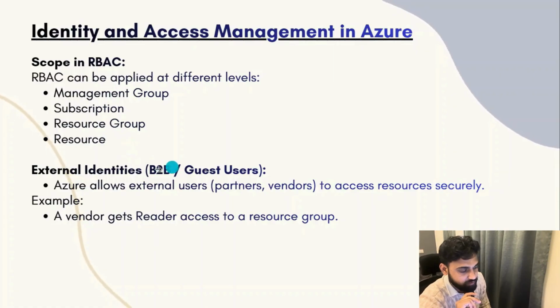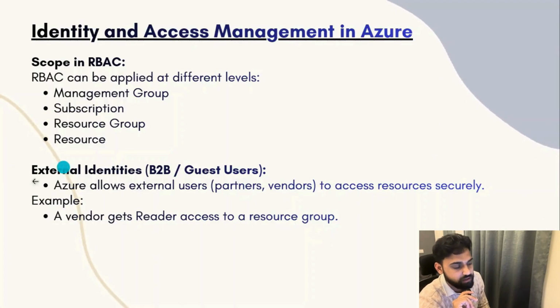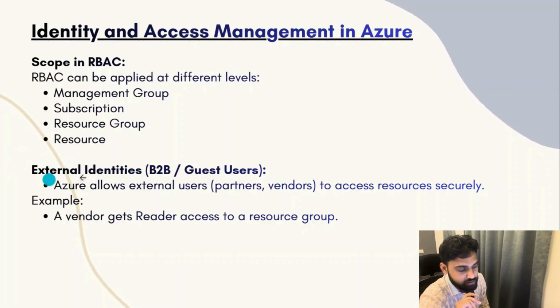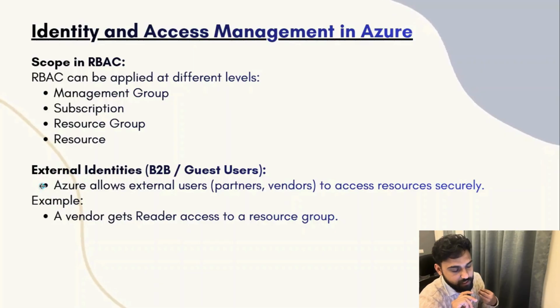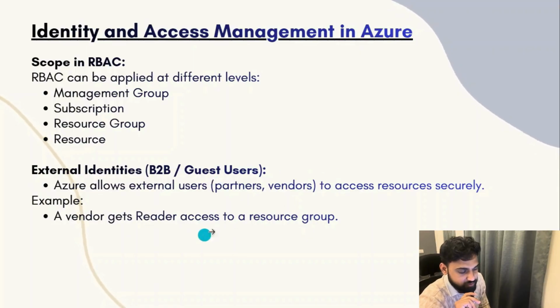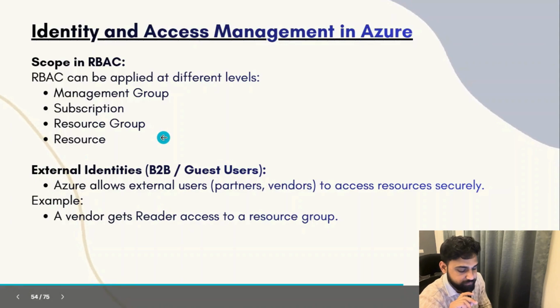Okay, then we have external identities, which is B2B and guest user. Azure allows external users like partners and vendors to access resources securely. For example, a vendor gets reader access to a resource group. This is just a minor topic. For external identities, you just have to remember this keyword: external. It is just for the outside people, who are not part of Microsoft or not part of Azure. If they want to see some resource or resource group, then we can give them reader access. So this is just one concept.